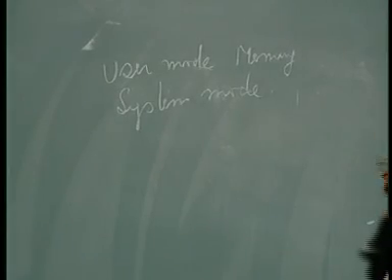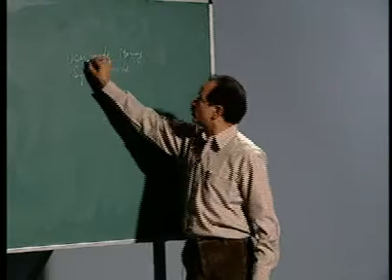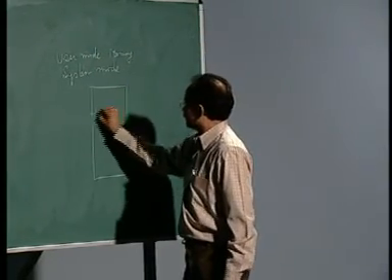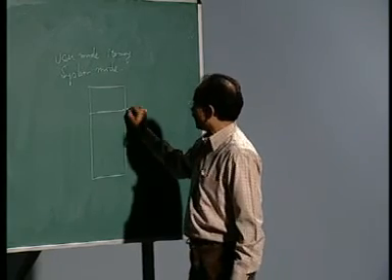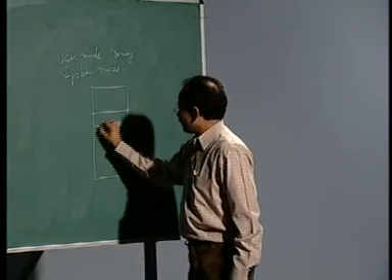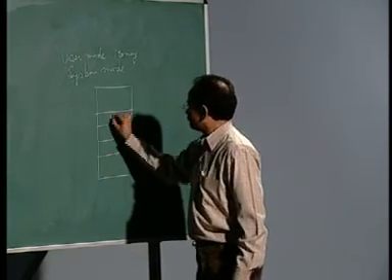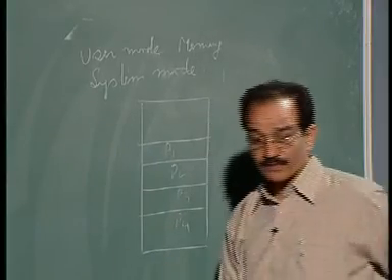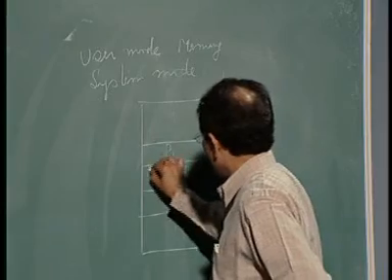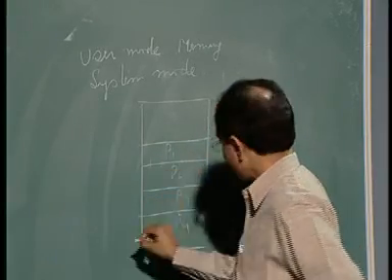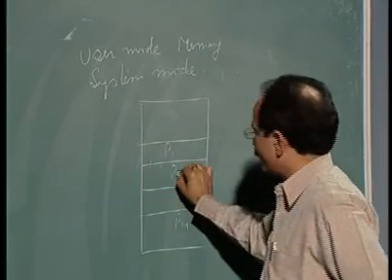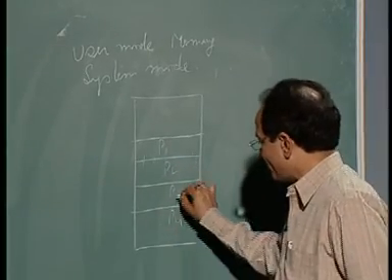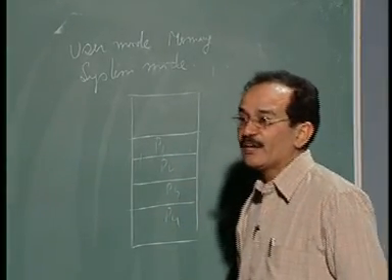In case of user mode memory, let us say this is my memory, and this is my user mode memory, and these are my processes. I have to think about some sort of protection here, that is, P1 should not interfere with the memory of P2, P2 should not interfere with the memory of P3, and P3 should not interfere with the memory of P4.